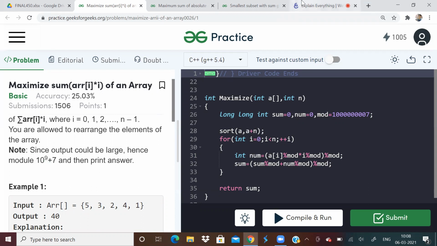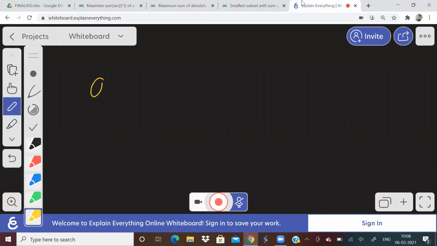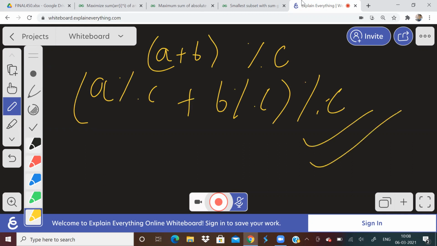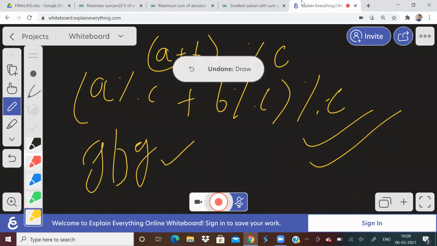So modular arithmetic, if you don't know, I'll quickly tell you. Suppose you want to take mod with C. So how do you do (A plus B) mod C? It is equal to (A mod C plus B mod C), the whole mod C. So this is a basic property of modular arithmetic. You can check a GFG article on this, it is sufficient. You will understand modular arithmetic nicely. So this property we have to remember to solve this problem.